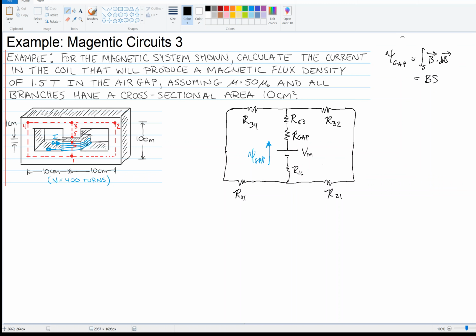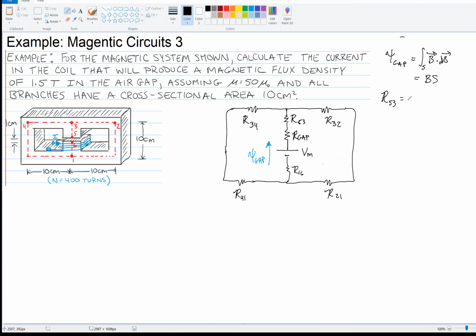So that is the flux through that air gap, B times S. All right, now I have the current, if you will, through this middle branch. Now let me find some other circuit parameters. So let me get the reluctance of 5,3. Well, how would I get that?